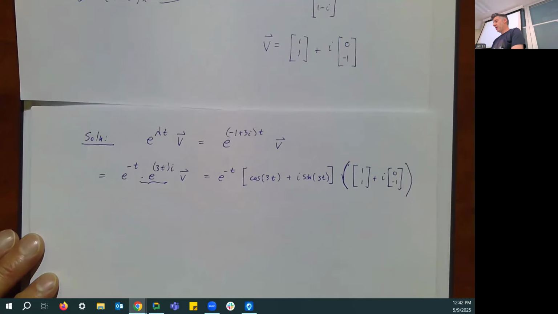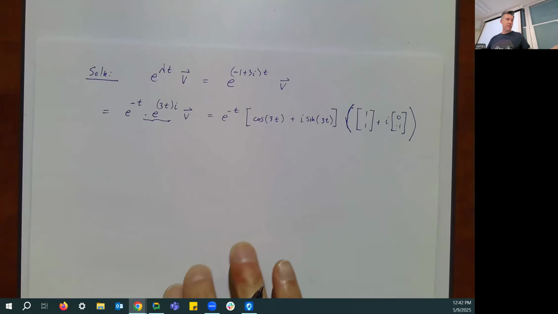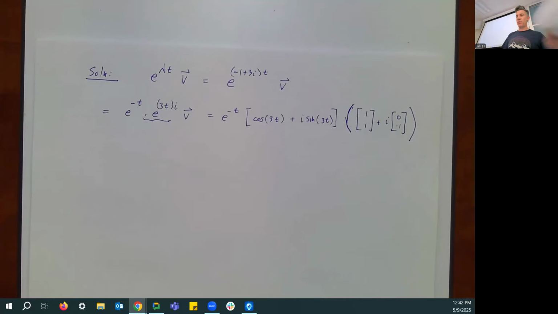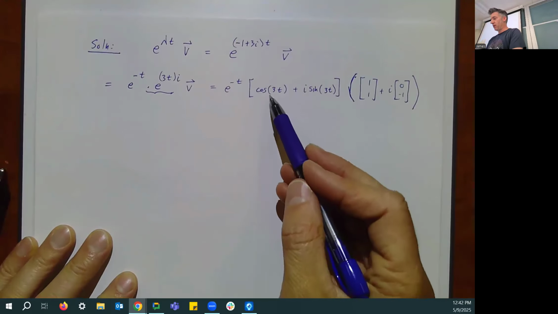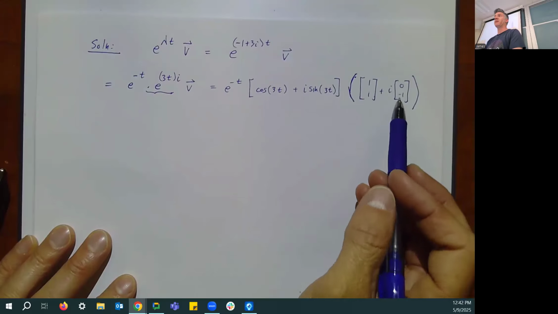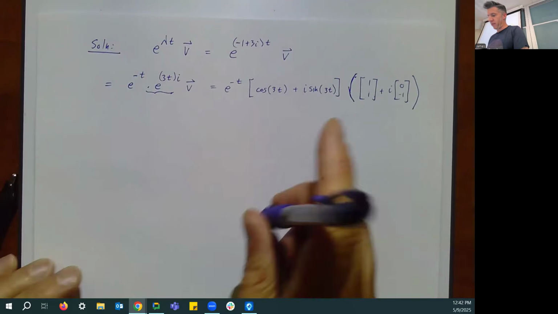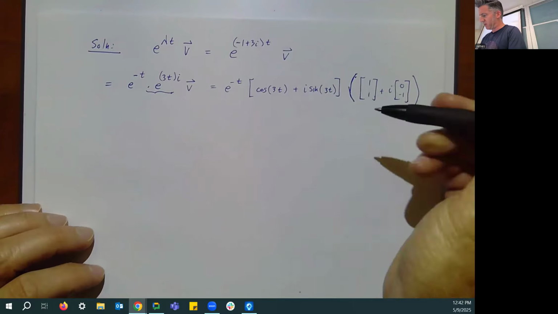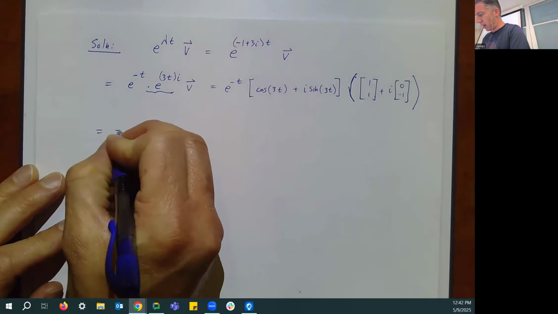If you choose to do it this way, one nice thing that happens is that the next step is always the same no matter what you do. What do I mean by that? I mean, when you FOIL this out, cosine times this plus cosine times that plus i sine times that plus i sine times that, here's what always happens. You're always going to get, and some people like to call these vectors u and w or something. I don't really care that much though. So here's what happens.